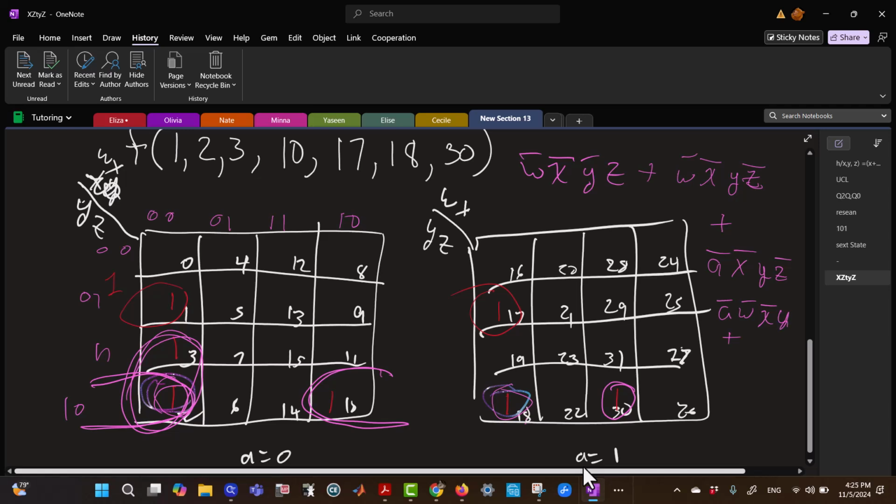And then lastly, we have this little singlet all by itself over at number 30. And number 30 is going to have A is 1, and W and X are 1, and Y is 1, and Z is 0.